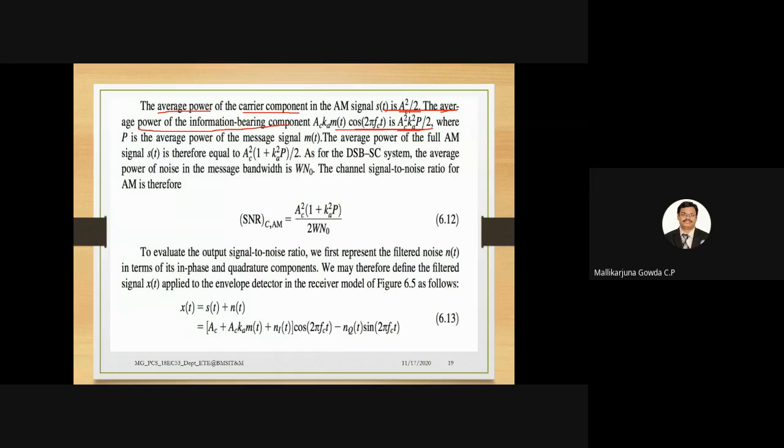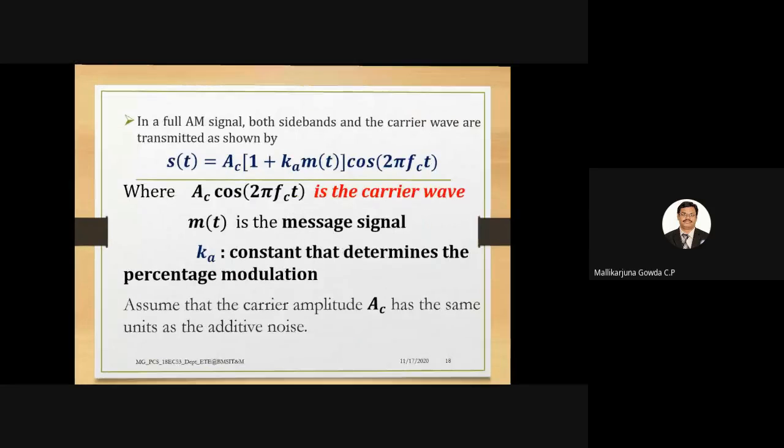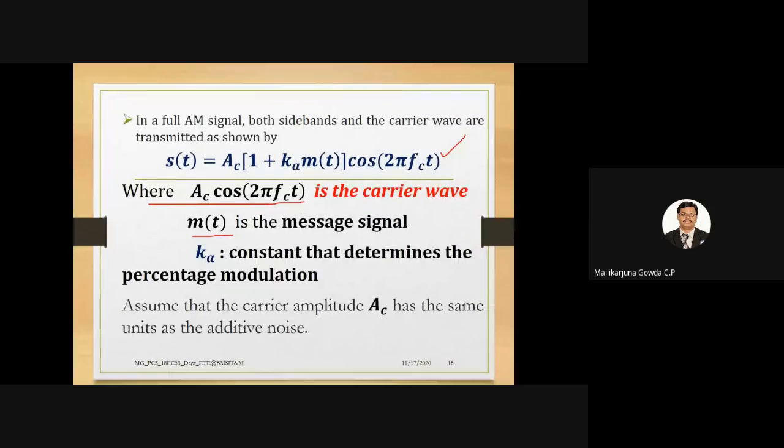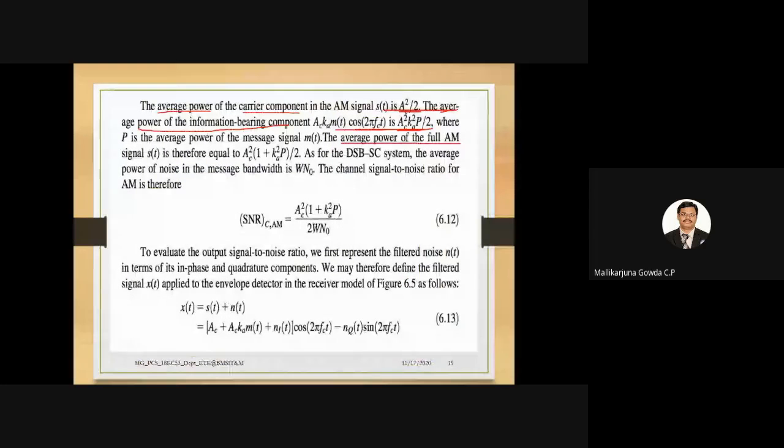With that, I can say what is the average power of the AM signal. I found the average power of the carrier, and I found the average power of the information bearing signal. By knowing those two, with respect to the previous equation, I will be able to say what is the average power of the modulated signal, the AM signal, which is equal to Ac squared (1 + ka squared P) by 2, right? So this is the average power of the modulated signal.